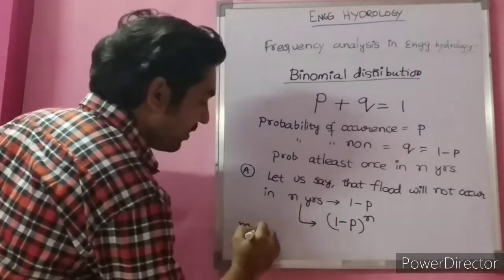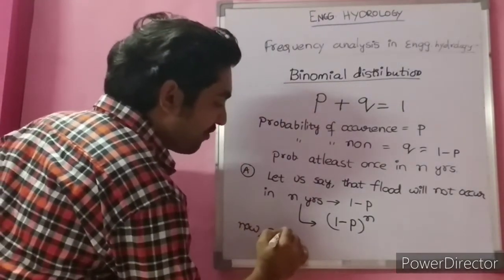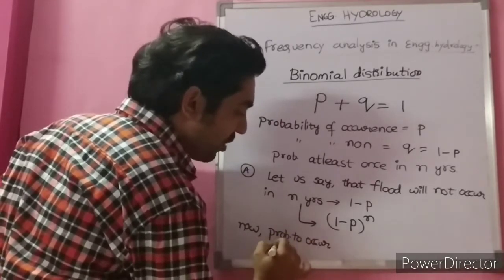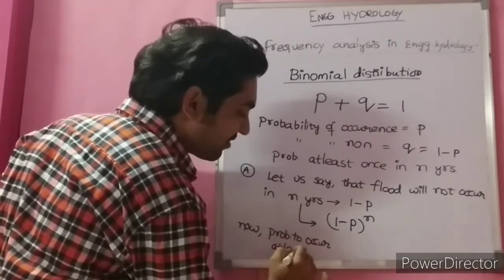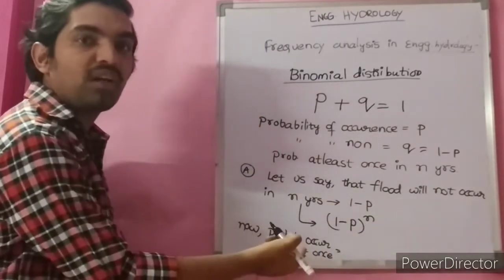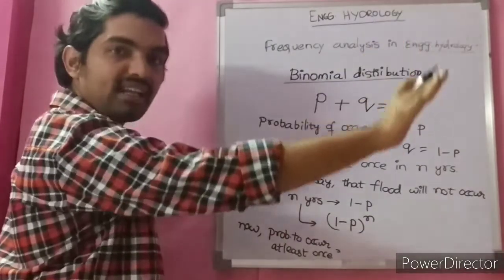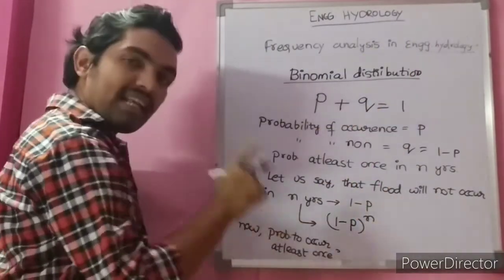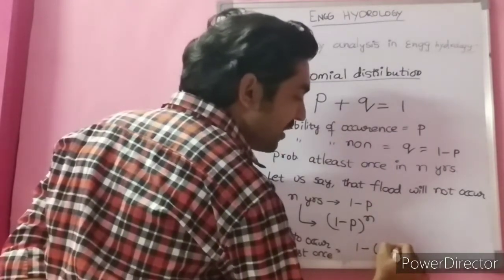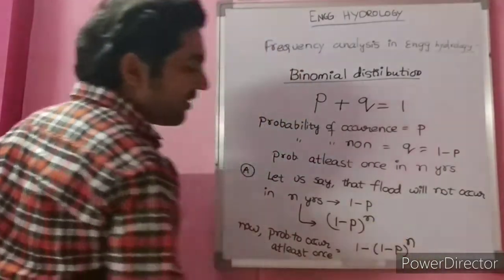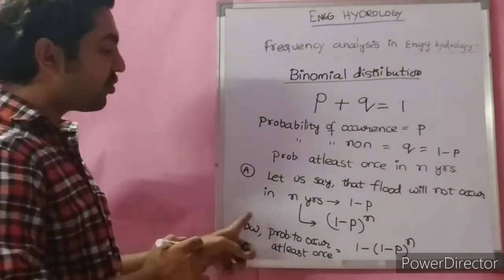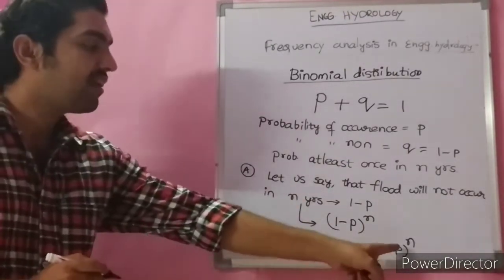Now, the probability of a flood to occur at least once. At least once is nothing but 1 minus this event only. Probability will not occur in n years is 1 minus p whole power n. So at least once means 1 minus p whole power n. This is the probability of the flood to occur at least once during n years: 1 minus p whole power n.